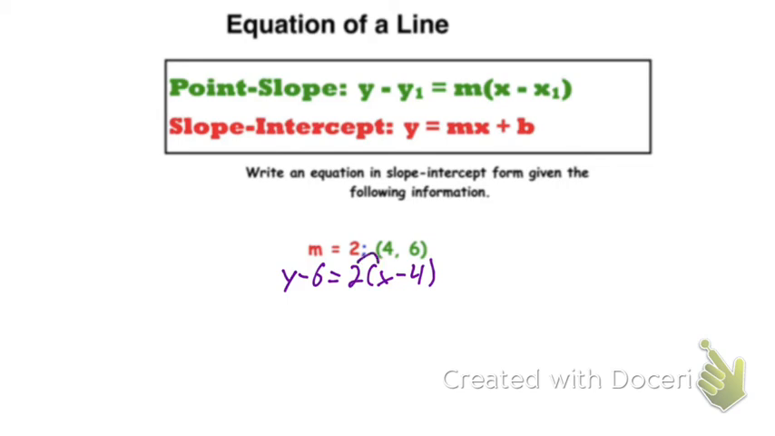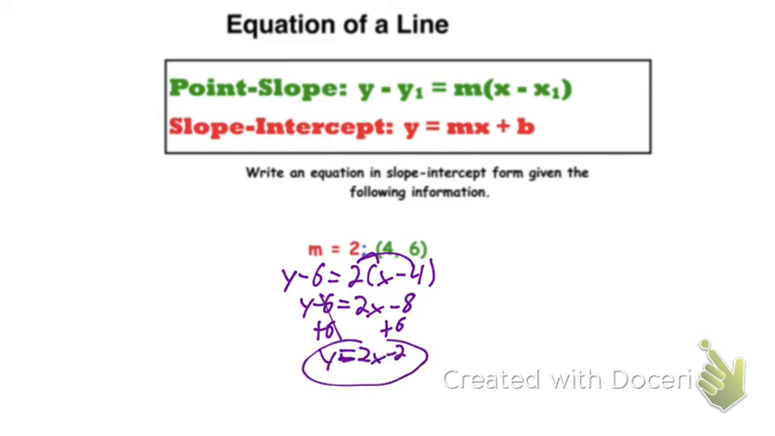Now we distribute and add. y minus 6 is equal to 2 times x, which is 2x, and 2 times negative 4, which is negative 8. Now we add. y equals 2x minus 2. We now have this in slope-intercept form. So we got it in point slope form, which is our vehicle. We drove it over to slope-intercept form.